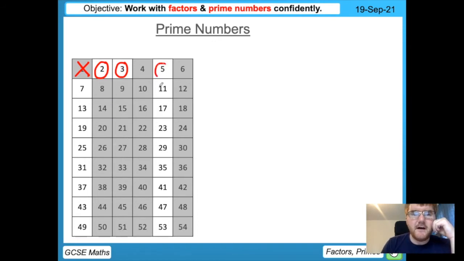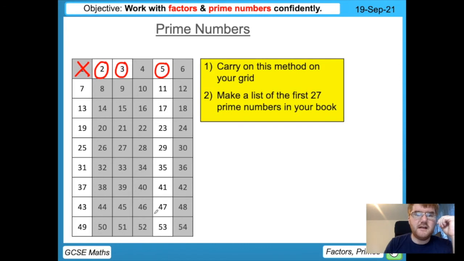Then we go on to 5, and I'm going to cross out all multiples of 5. So 10, 15, 20, 25. So we're going to cross that one out. And 30, 35, I'm going to cross that out. 40, 45, 50, 55. So now I'm going to cross out that one and that one. I think that's everything.